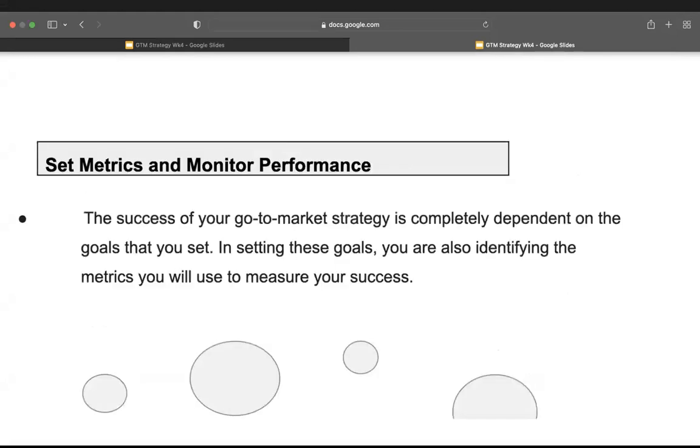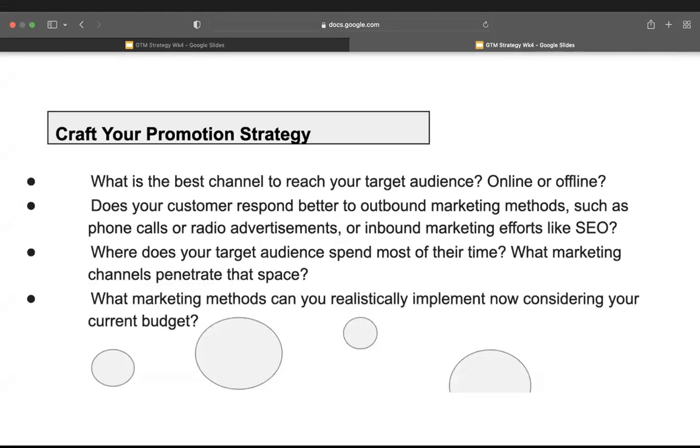Thank you. So we stopped at set metrics and monitor performance. So now, craft your promotion strategy. After you have your pricing strategy in place, you want to create a promotion strategy. That means how you're going to promote that market. Now, the first thing you want to consider is the best channel to reach your target audience. Is it online or offline? Remember we talked about this yesterday. We talked about online channels and offline marketing channels. I think we discussed extensively on that. So now for your promotion strategy, you want to choose the best channel to reach your target audience.